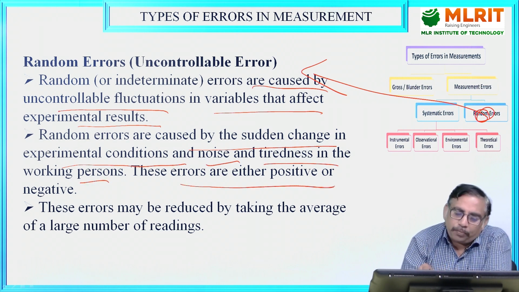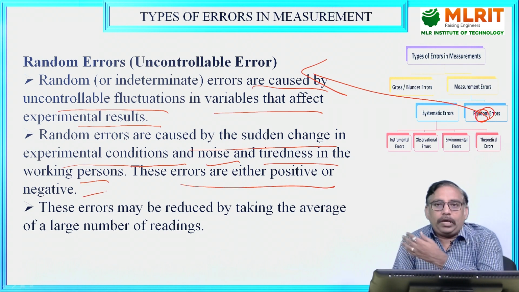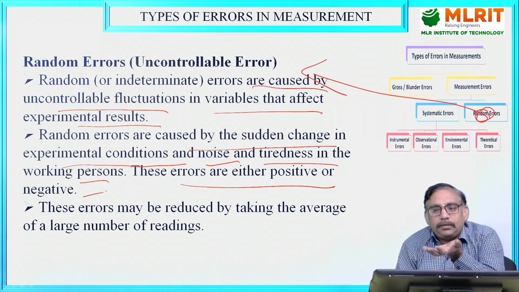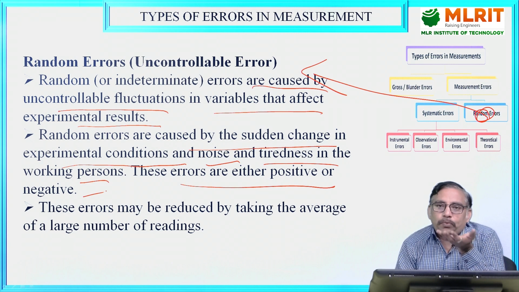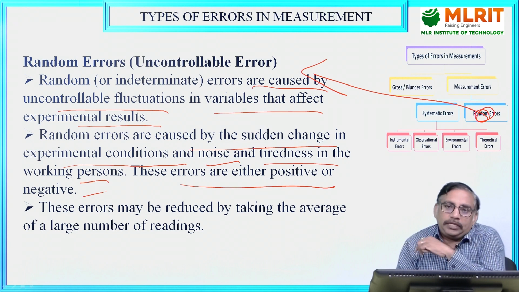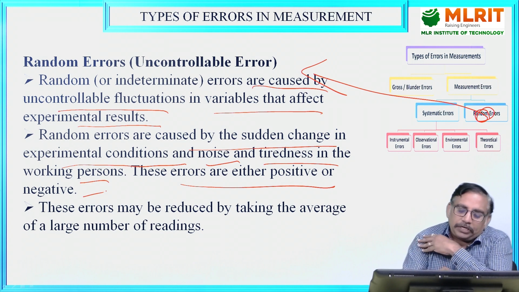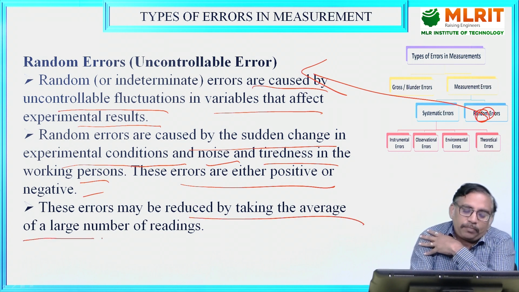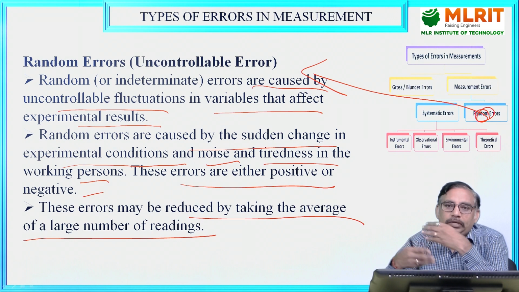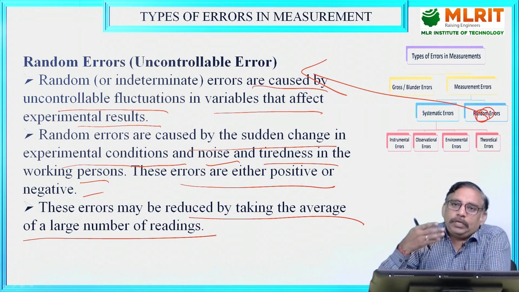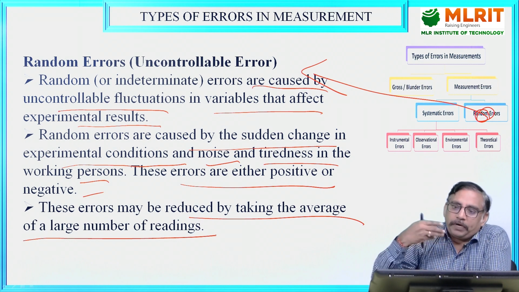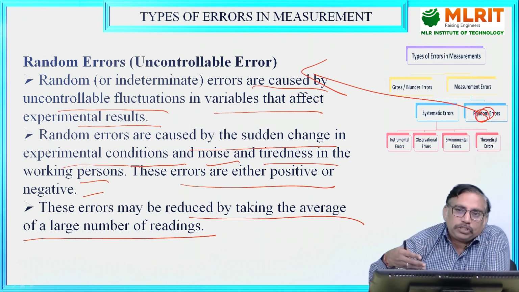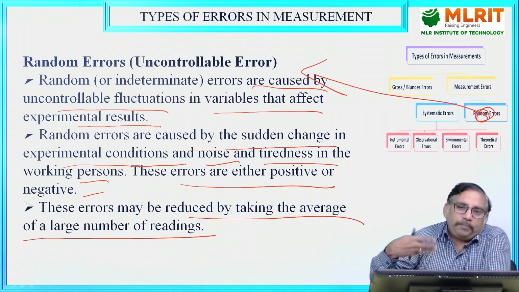These errors are either positive or negative. One time a random error may be correct, but most probably they will be nullified, or we will not consider them at all. These errors are reduced by taking the average of a large number of readings. So the repeatability has to be more. The measurement for a particular workpiece by a particular instrument has to be repeated for several cycles.